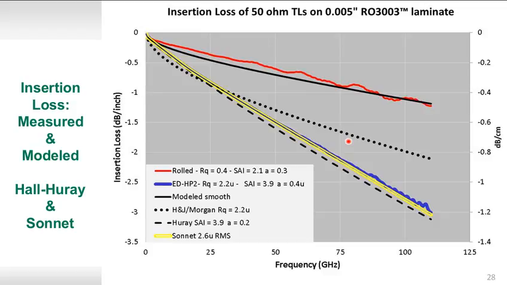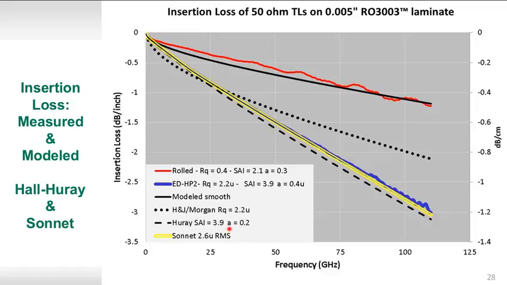If you go with the Hammerstad and Jensen and Morgan correlation, just inputting the value of 2.2, which is the RMS value for the copper that was used in the measurements for the blue line, you'll see that it falls considerably short of predicting the loss, particularly at high frequencies. You see with the Sonnet model, if you input a value of 2.6 micron RMS, instead of the measured value of 2.2 RMS, you get an excellent fit of modeled to the actual measured.